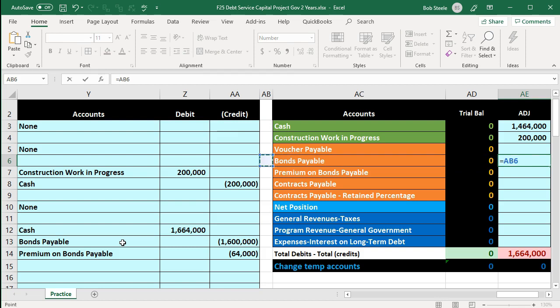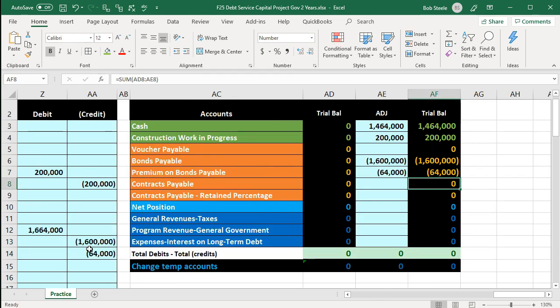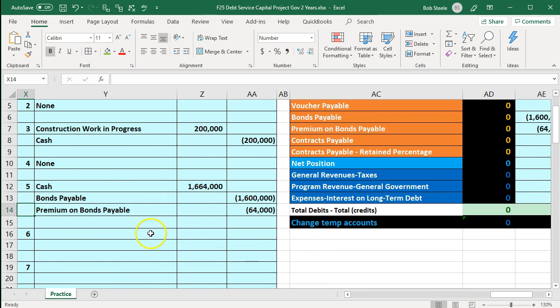We're going to say equals, scroll over and pick up the bonds payable. Then we have the premium on the bonds payable. That's going to be right below the bonds payable in AE7 equals, and we'll scroll down and we'll pick up the premium on the bonds payable. So there we have that. We're back in balance.